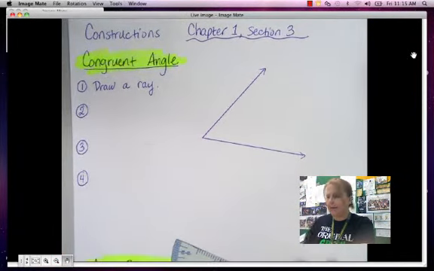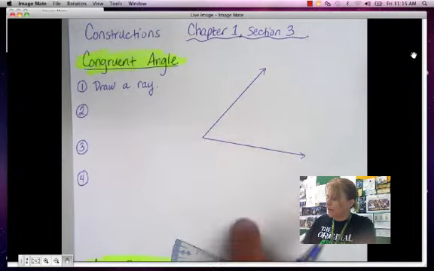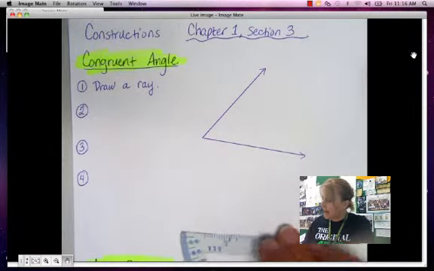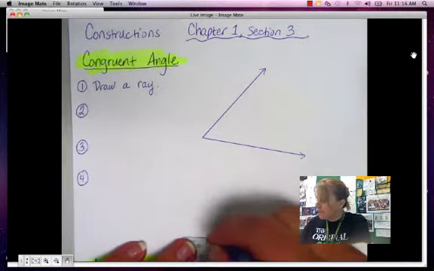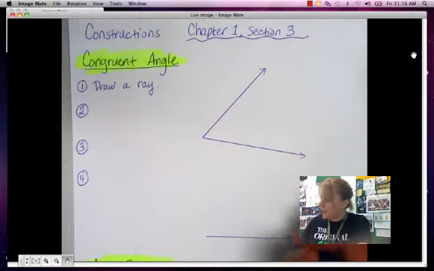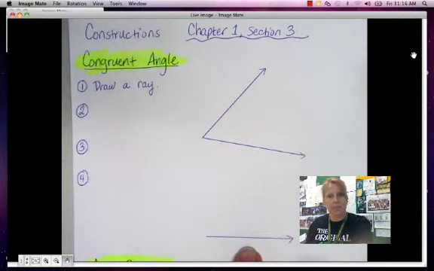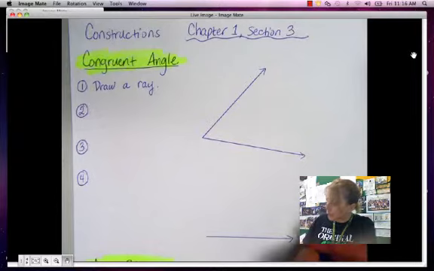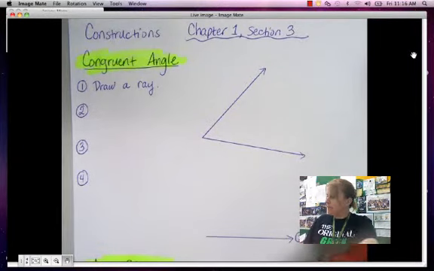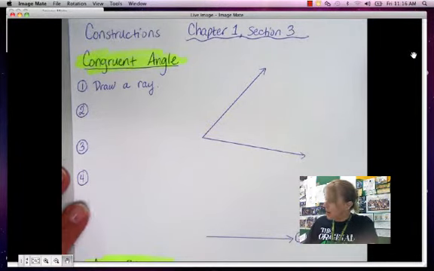So my first step is to draw a ray. I want to draw a ray that is going to be the new ray for my new angle. Okay, so there's my ray. That's step 1. Step 2 is to draw 2 congruent arcs from the angle and from the ray.